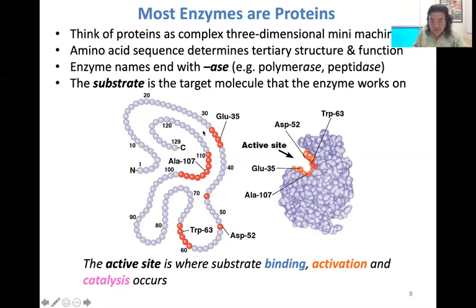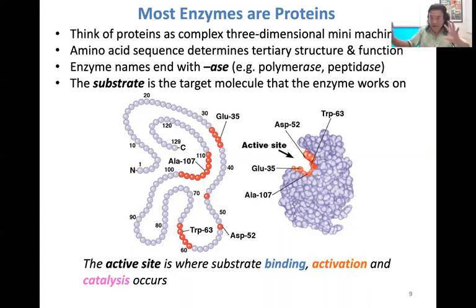Along the way, you might have certain amino acid residues like this glutamate at position 35, tryptophan at 63, alanine at 107, right? And you might say, well, these are really far apart from each other. But they're only far apart from each other if you're thinking about this as a linear structure, right? Then to say 35 to 63 to 107, those are far apart from each other.